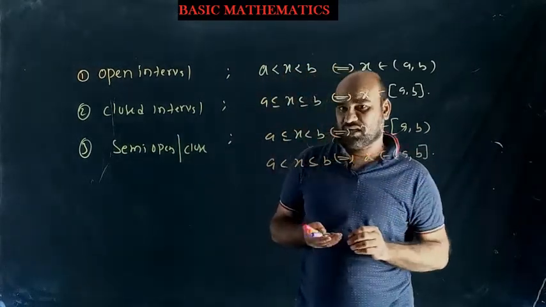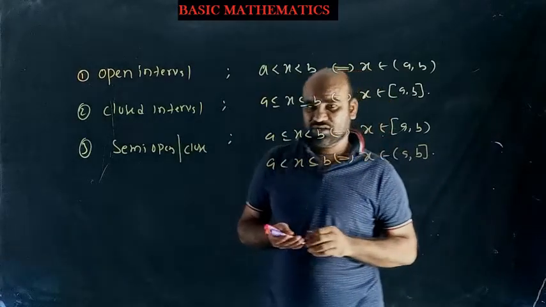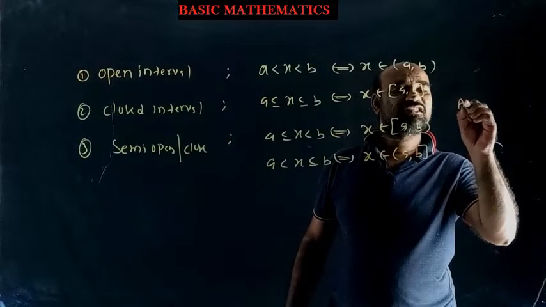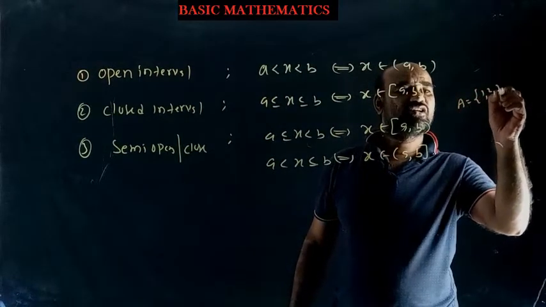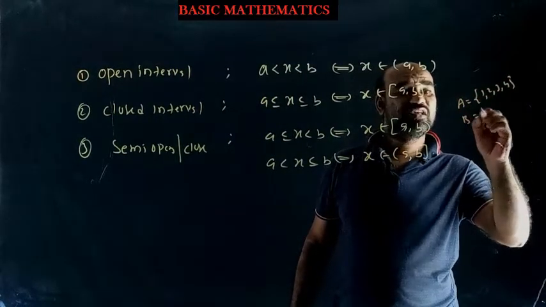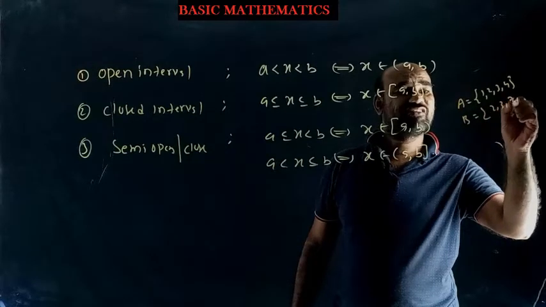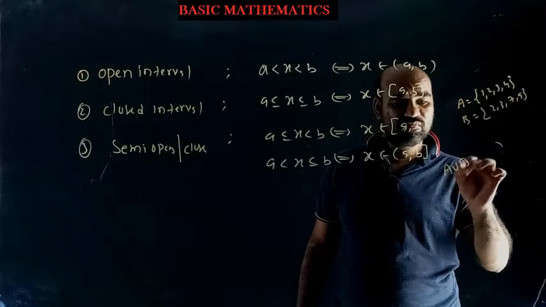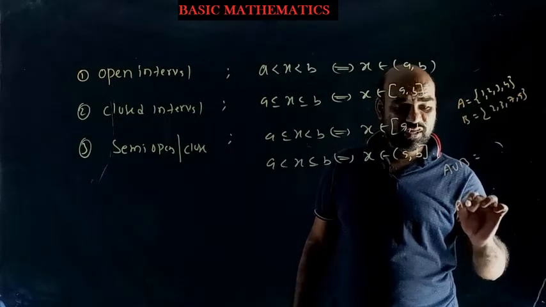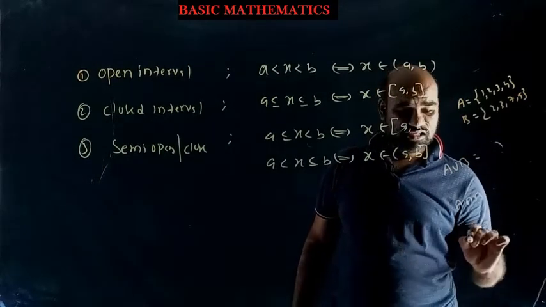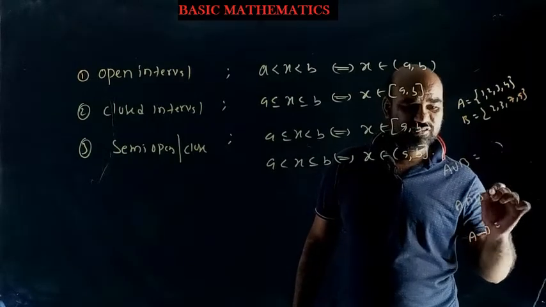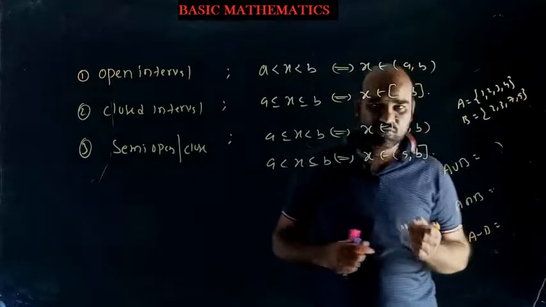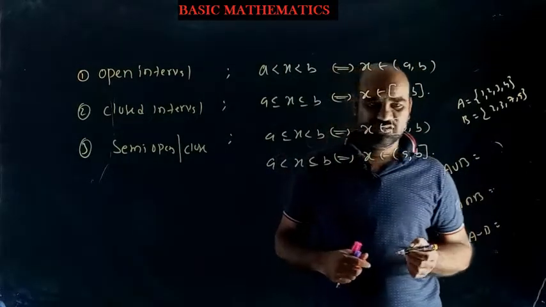This is an important concept. The interval concept is important. Now, set A is given as {1, 2, 3, 4}. Set B is given as {2, 3, 7, 9}. We want to find A union B. Sometimes we want to find A intersection B. Sometimes we want to find A minus B. How to find the union of two sets? How to find the intersection of two sets? How to find the difference of two sets?